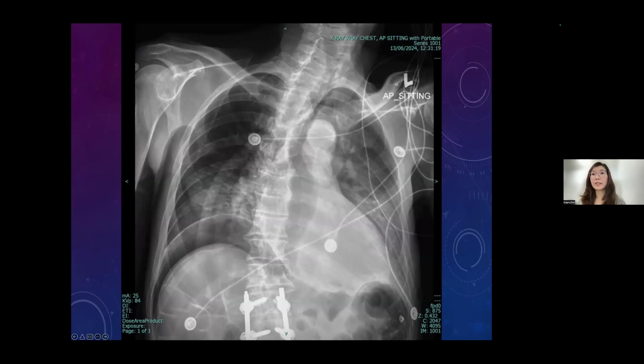Okay, this we showed already just now. Come tell me the answer, everyone. This is another patient, but with the same pathology. What is this?